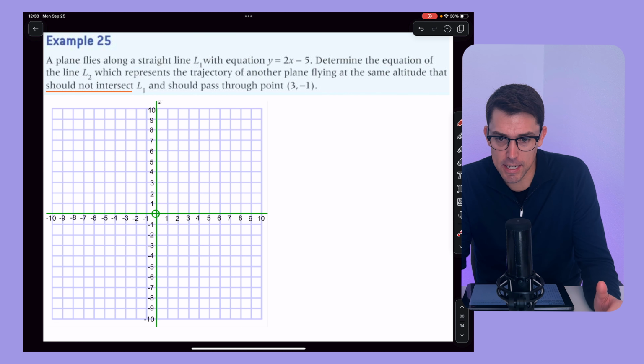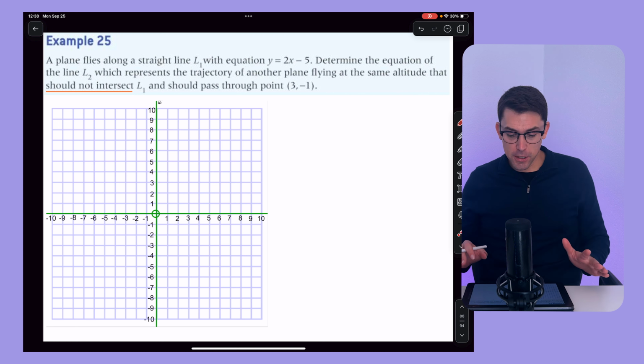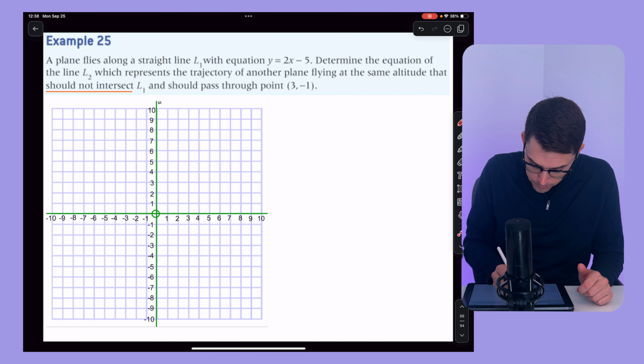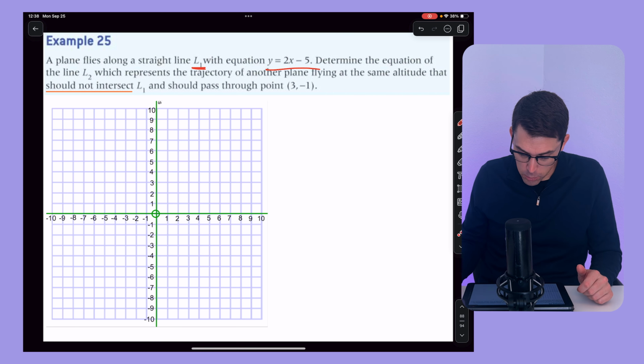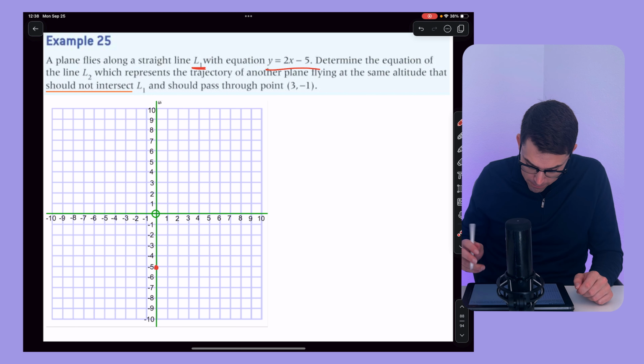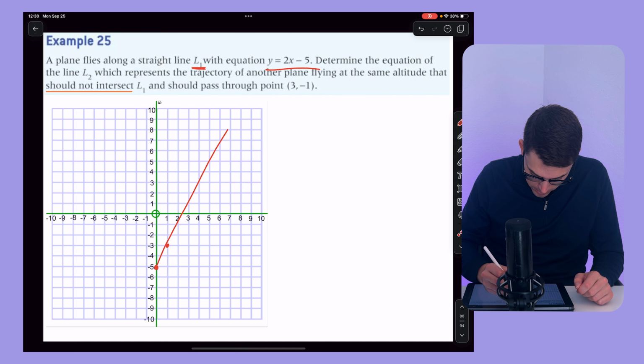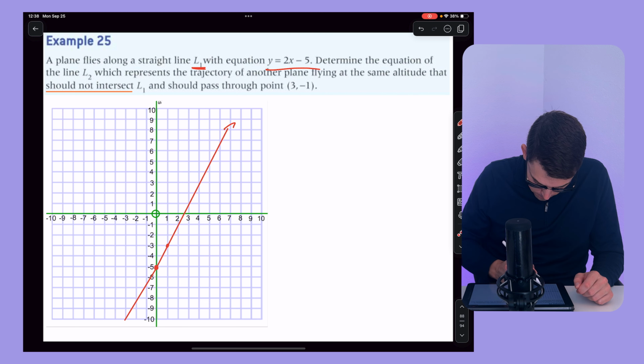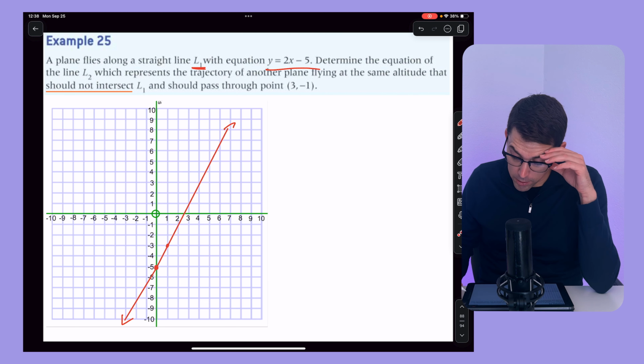What is that equation? So first things first, let's plot L1 as 2x minus 5. So again, I'm going to go right here to minus 5. My slope is 2, so I can just go ahead and go over 1, up 2, and connect those dots like so. All right, so now we want to figure out L2. We do not want it to intersect, and we want it to pass through the point 3, negative 1.